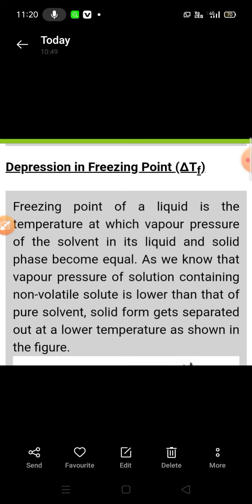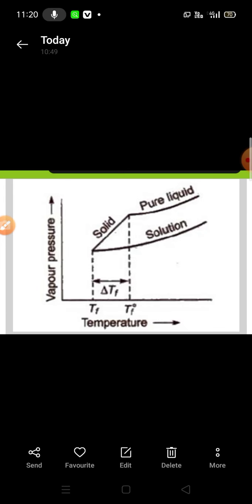same vapor pressure. It has been observed that when a non-volatile solute is added to a solvent, the freezing point of the solution is always lower than that of the pure solvent. You know about these things. Now it can be illustrated graphically as shown in the figure. Let us see the figure.